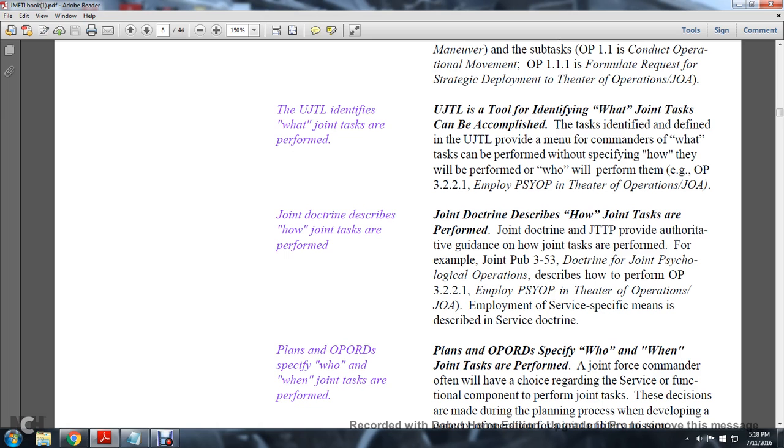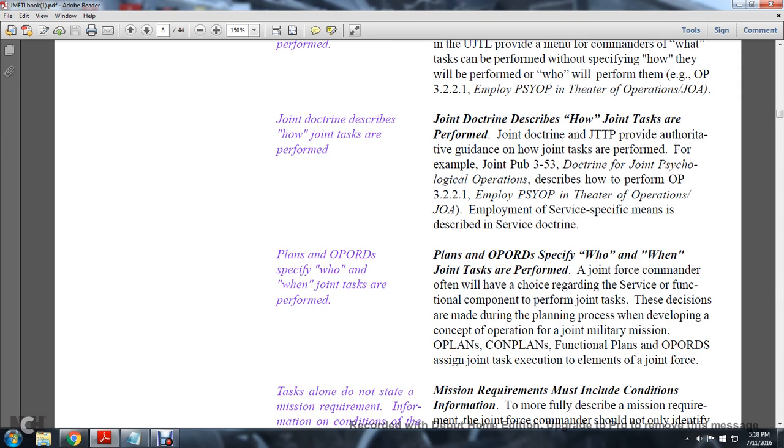For example, Joint Pub 3-53, Doctrine for Joint Psychological Operations, describes how the operational task 3.2.2.1, employing PSYOPs in theater operation and joint operations area, is performed, employing the service-specific means and describing the service doctrine. Plans and operational orders specify who and when the joint tasks are performed.